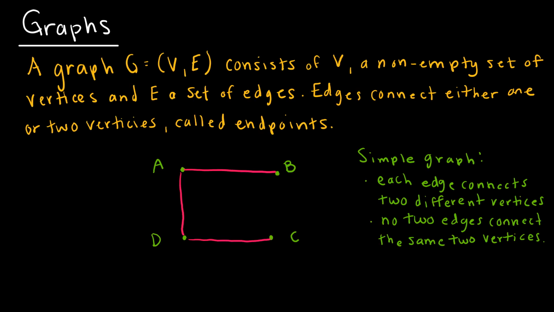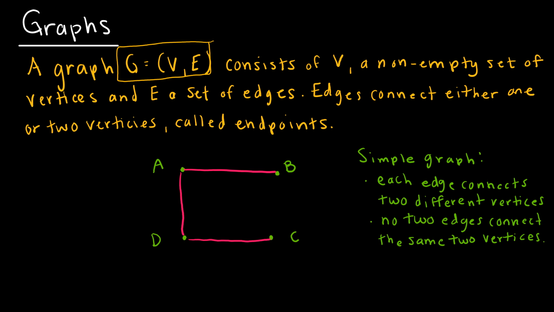So a graph is really just a set of vertices and edges. And vertices cannot be the empty set, which means you have to have at least one vertex for it to be a graph. But edges can be the empty set because it could be that you have vertices that are not connected. And notice the way that we write that, V, E. Essentially we're saying edges are going to connect either one or two vertices, and we tend to call those endpoints. So I've drawn an example for you here, and this is just called a simple graph.